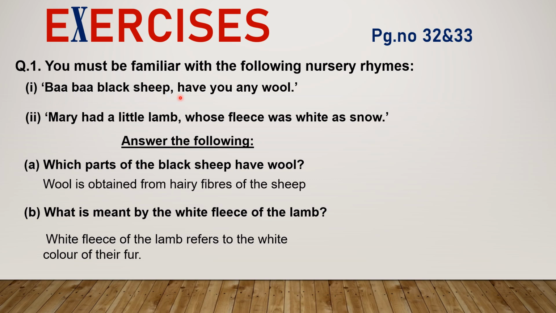Baa baa black sheep, have you any wool? Mary had a little lamb whose fleece was white as snow. Answer the following. Which parts of the black sheep have wool? Wool is obtained from hairy fibers of the sheep. So which part of the sheep has wool? Wool is obtained from hairy fibers of the sheep.